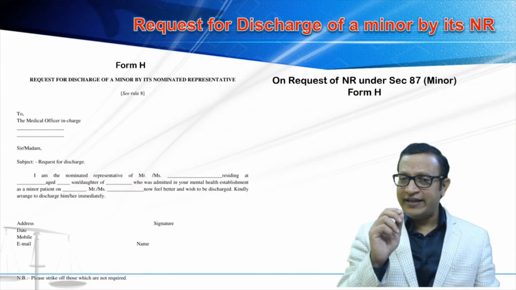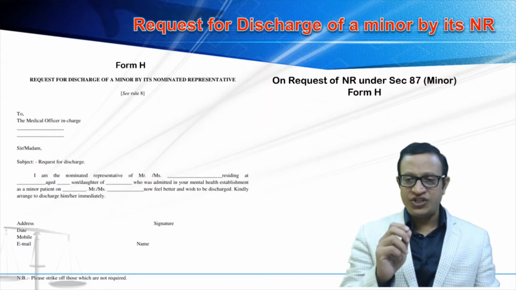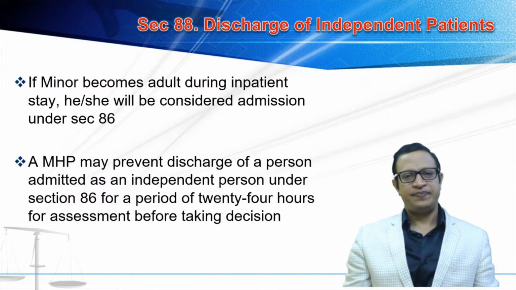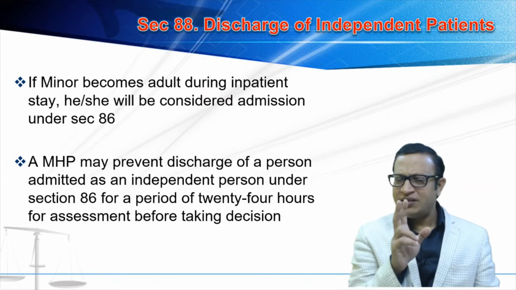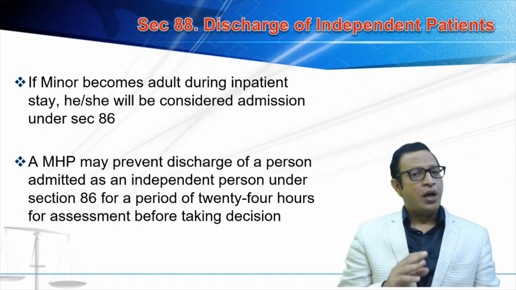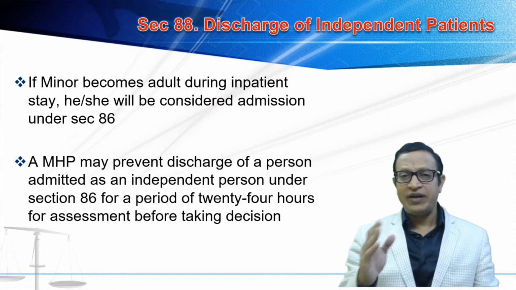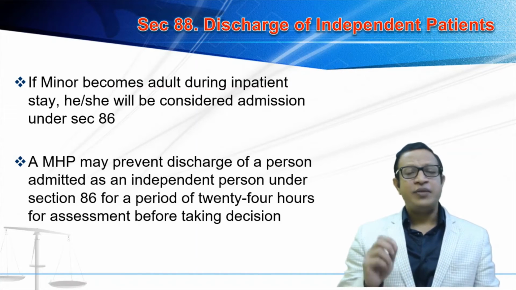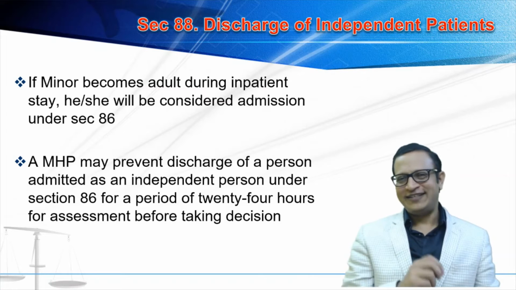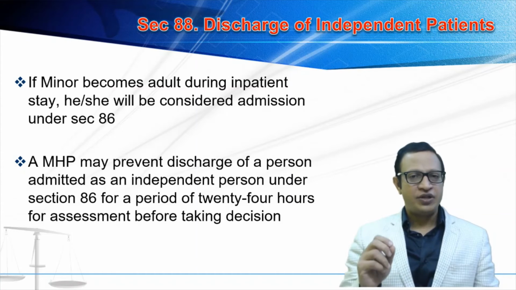If the person is a child or a minor, the nominated representative will fill Form H and hand it over to the medical officer in charge for discharge. Then the medical officer in charge will discharge the patient. However, if the minor becomes an adult during admission, from 17 he becomes 18, the medical officer will immediately shift the patient from Section 87 to 86. That is independent admission, and he is an adult, and as per his choice, the admission will continue.